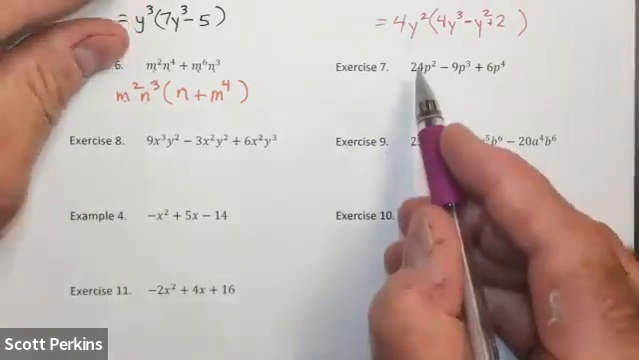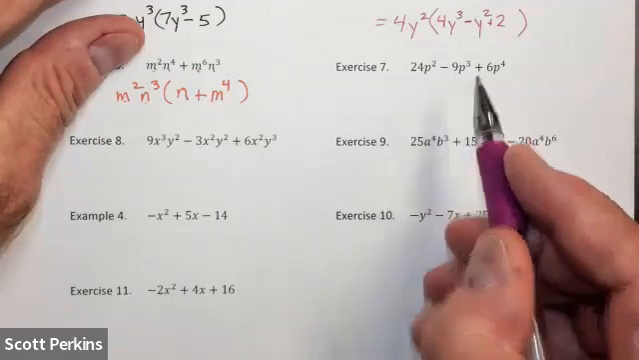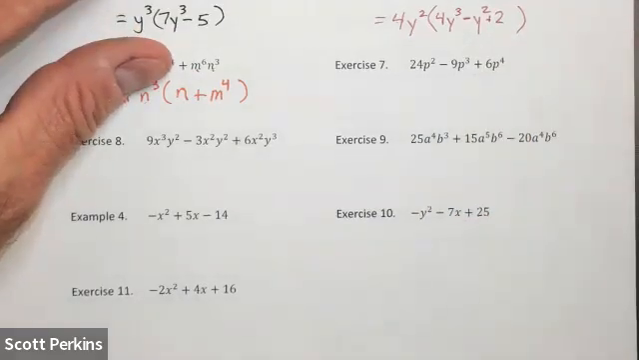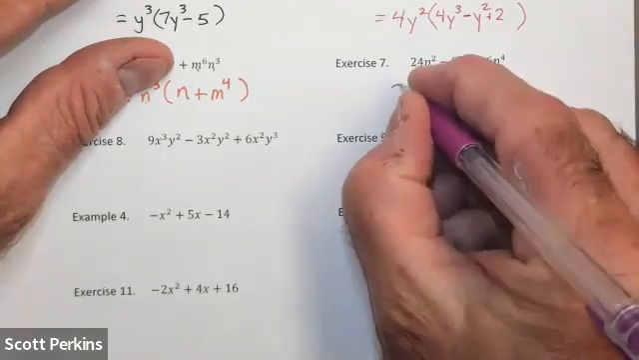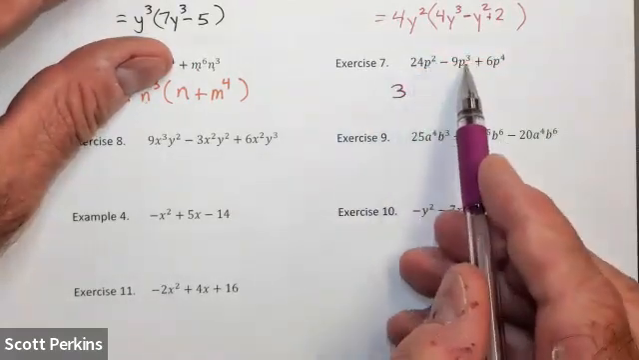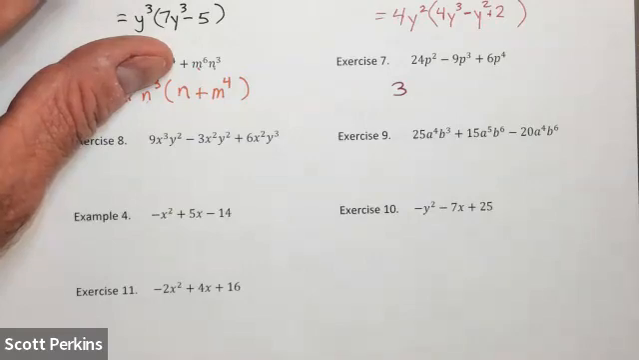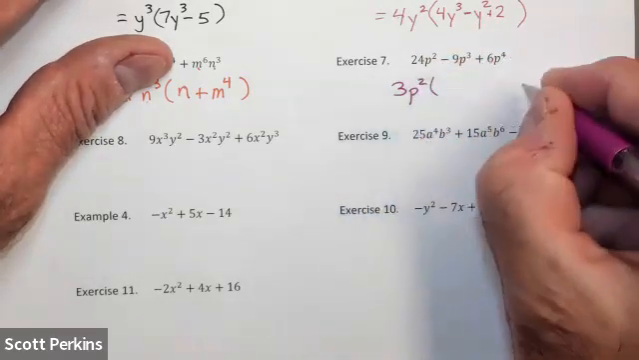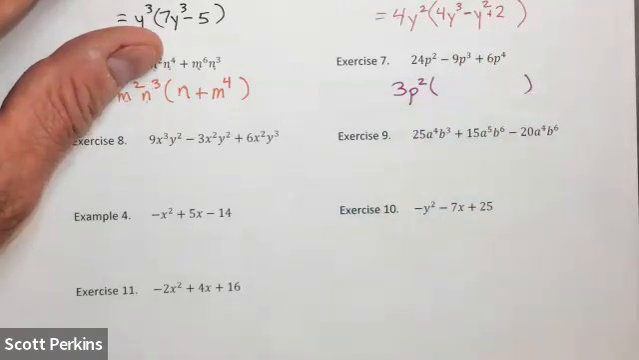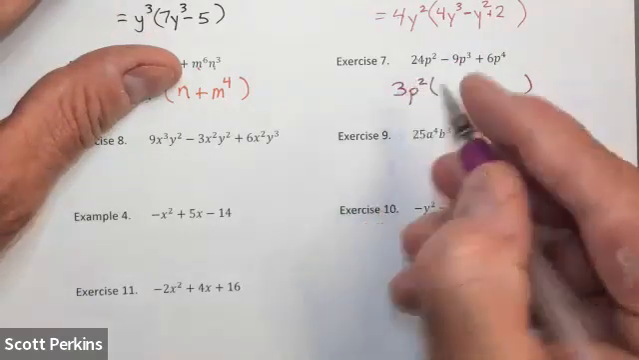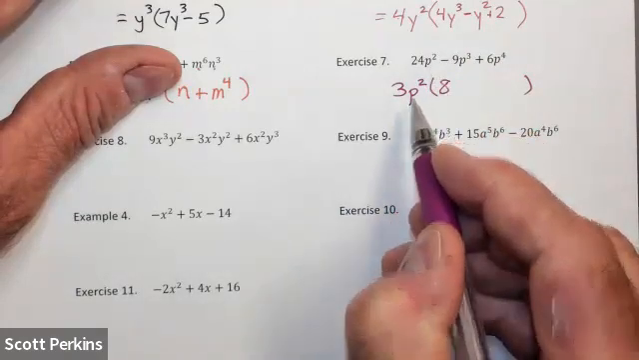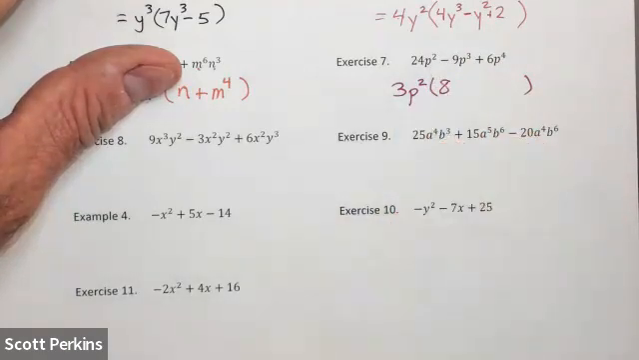So first off, the 24, the 9, and the 6. What do the 24, the 9, and the 6 all have in common? 3. Yep, that's great. And then p squared, p to the 3rd, p to the 4th. How many p's can I factor out? 2 of them, p squared, for sure. Excellent. So my first term, 24 divided by 3 is 8. I started with 2 p's. I took out 2 p's. There's no more p's left in the first term.